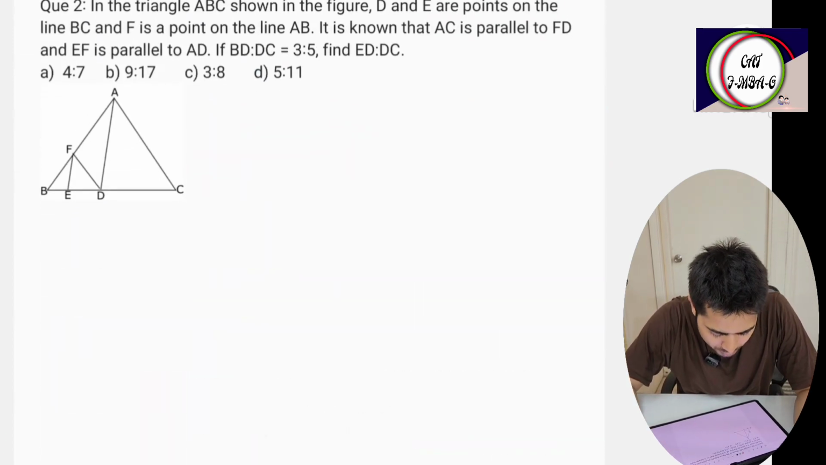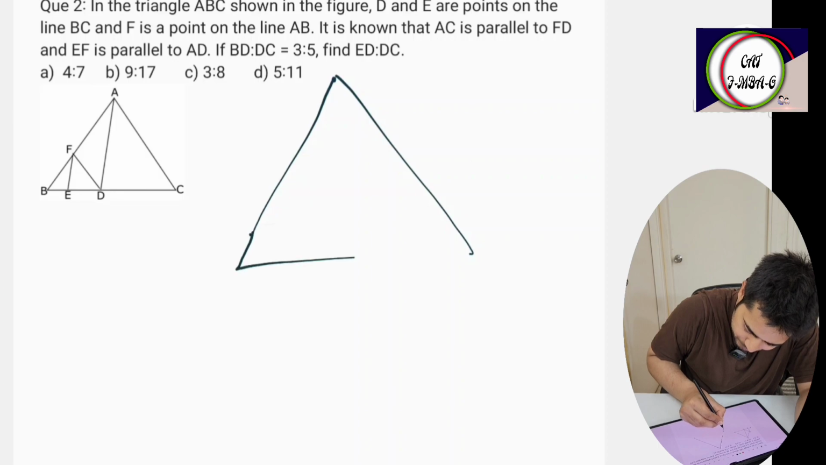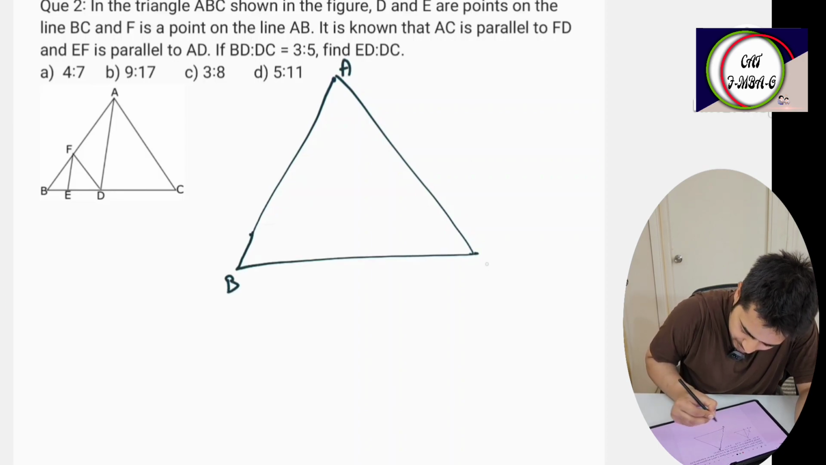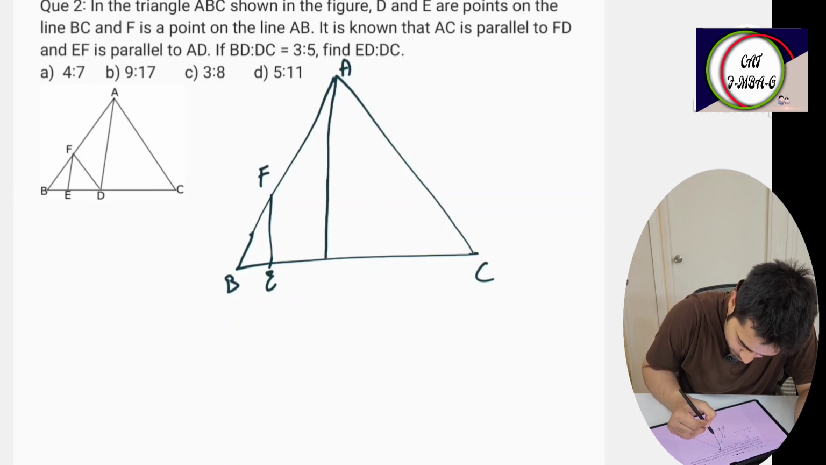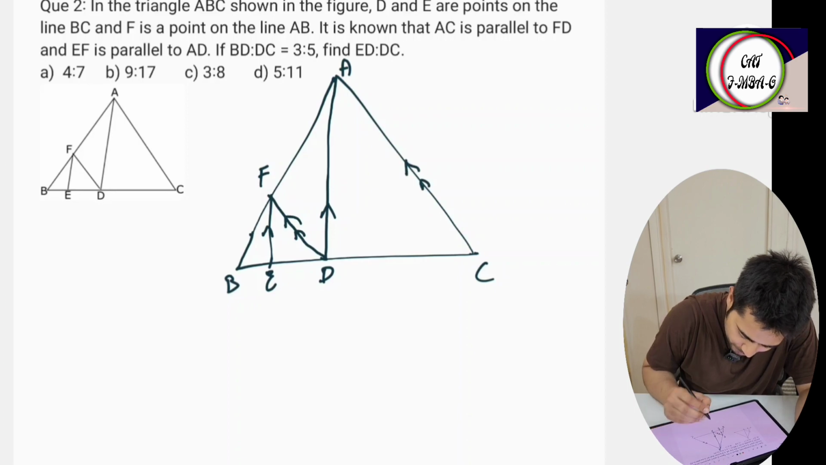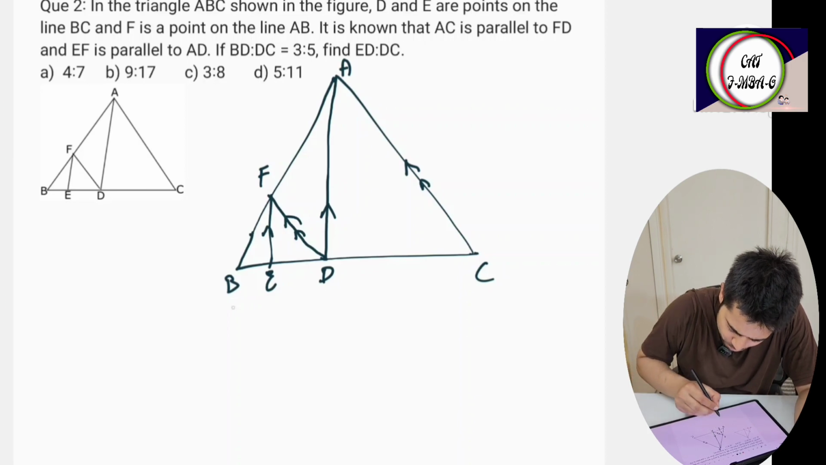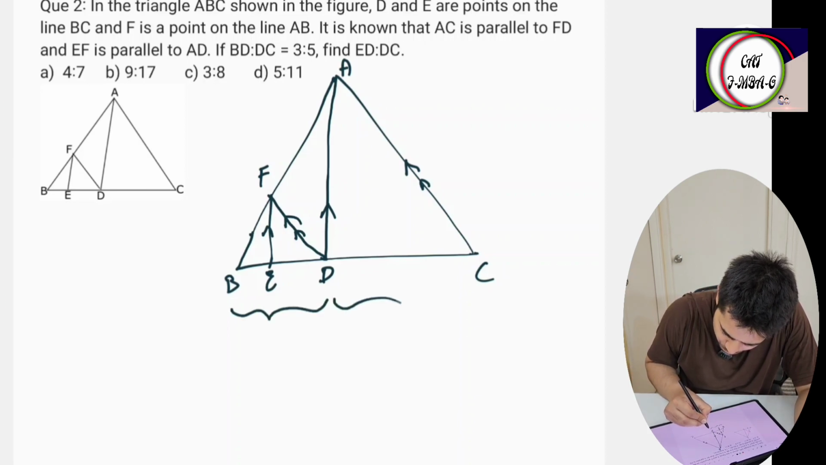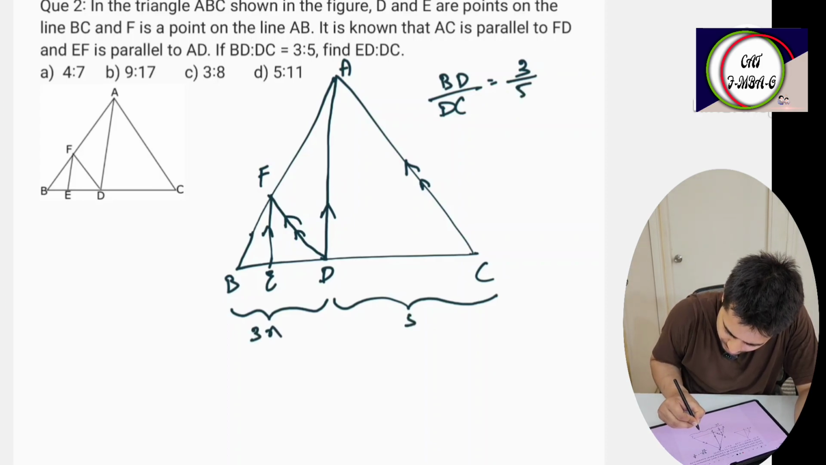Question number 2. In a triangle ABC, let me draw a bit larger figure. A, B and C. It is given that FE is parallel to AD and FD is parallel to AC. It is also given that BD by DC is equal to 3 by 5, so you can consider it as 3x and 5x.